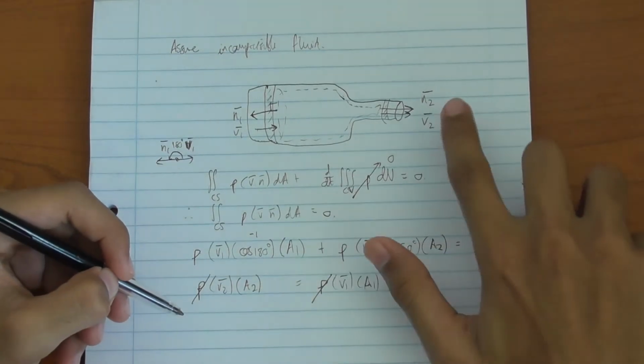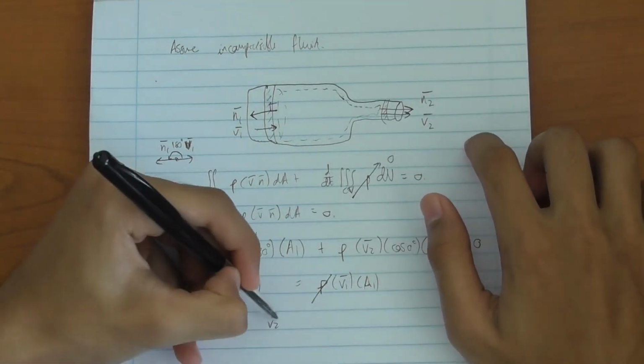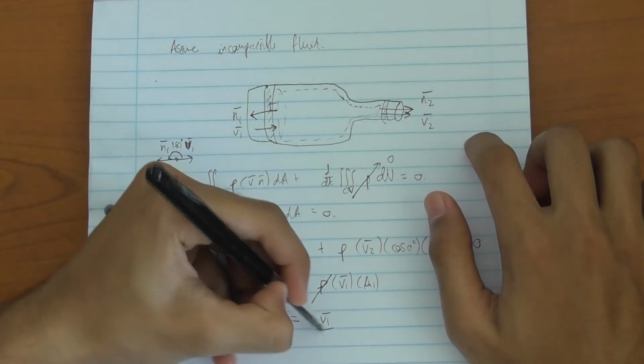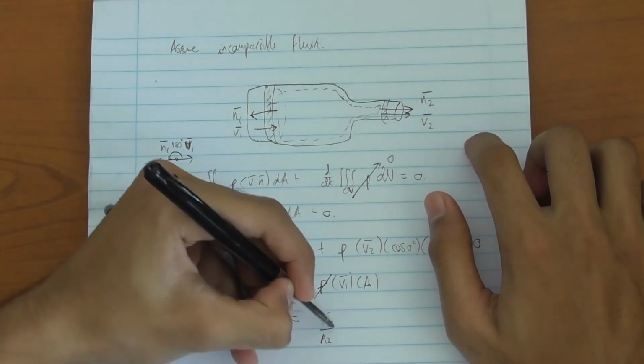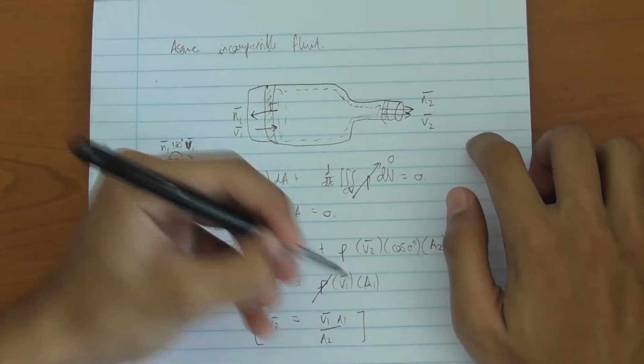Now remember, velocity 2 is on this side, so we want to solve for V2. So V2 is equal to V1 divided by A2 multiplied by A1. And that is equation 1.